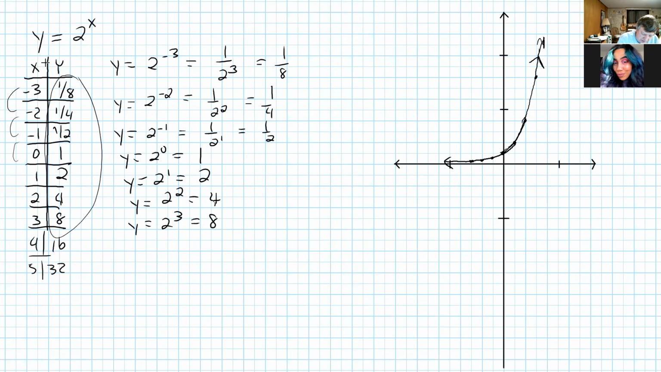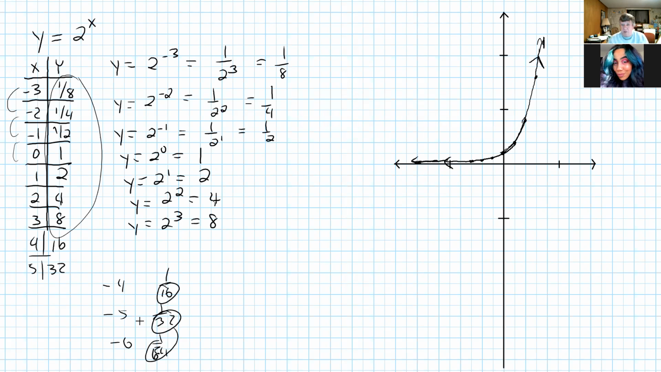But how about to the left? What if x is -4? That would be 1/16. -5, 1/32. -6, 1/64. So going to the left, this thing is getting closer and closer to the x-axis, but it never touches or crosses the x-axis. You just keep cutting.